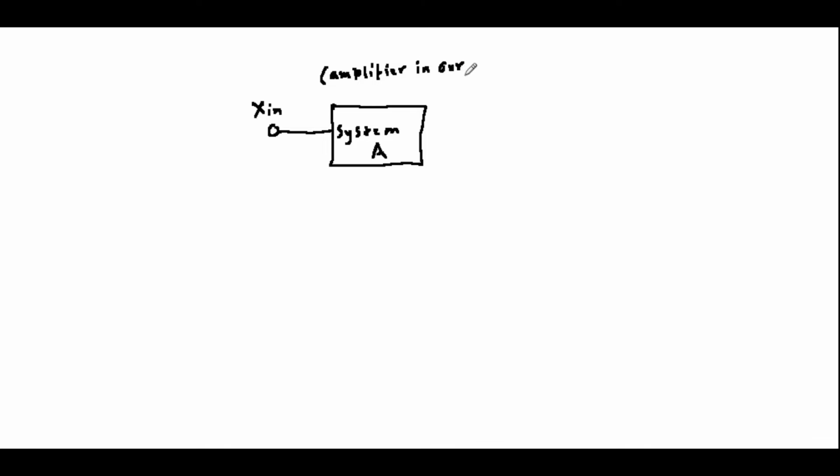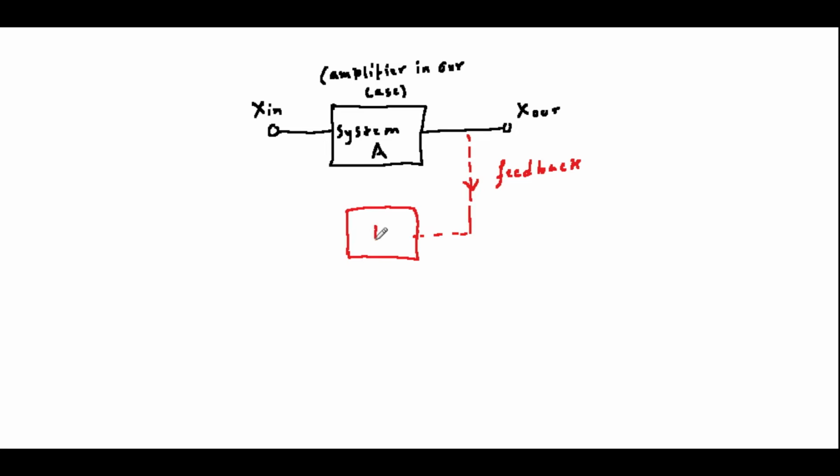Feedback is when we take some of the output of a system and feed it back to the input. In the diagram on the screen, X in is the input signal and X out is the output one. The system gain or amplification is A. So if there was no feedback in the system, X out would be equal to X in times A.